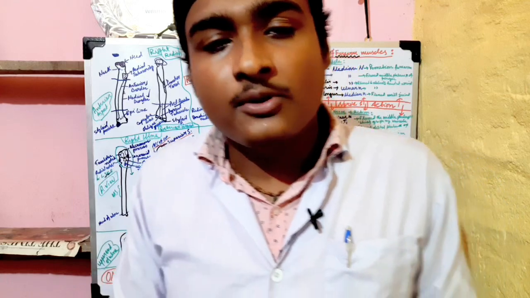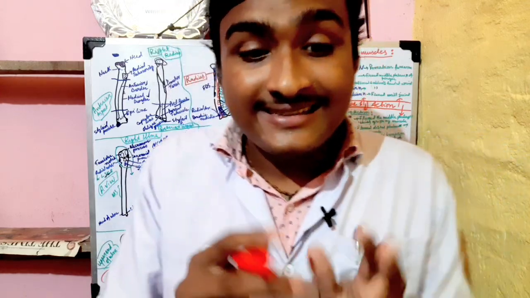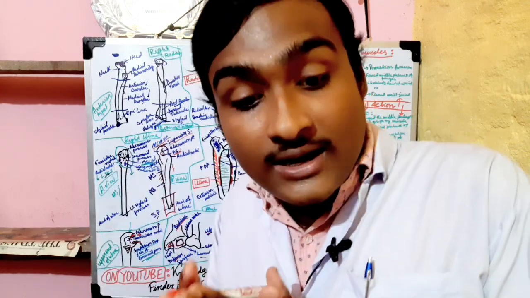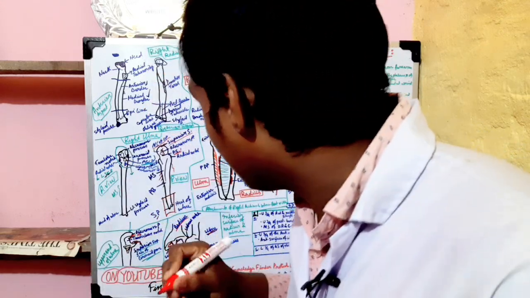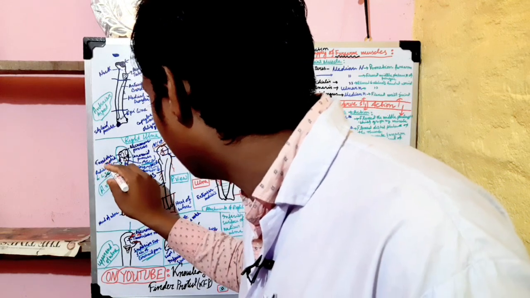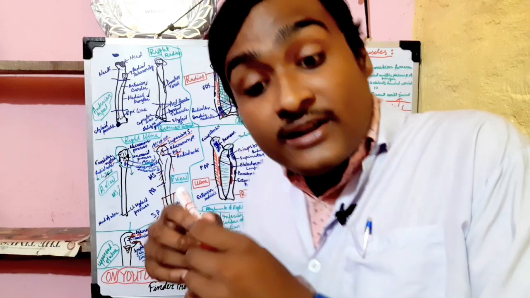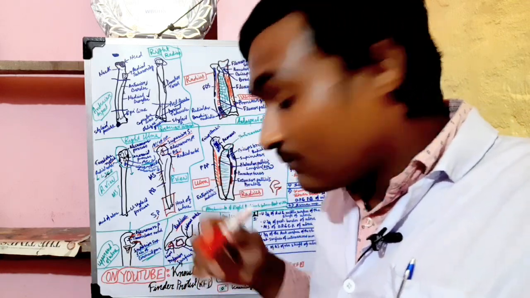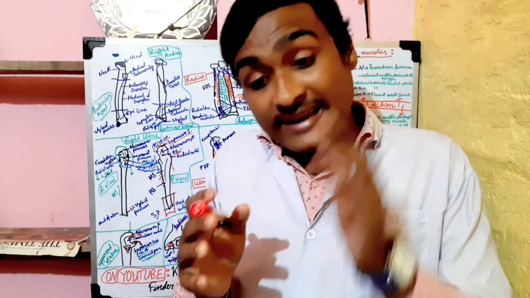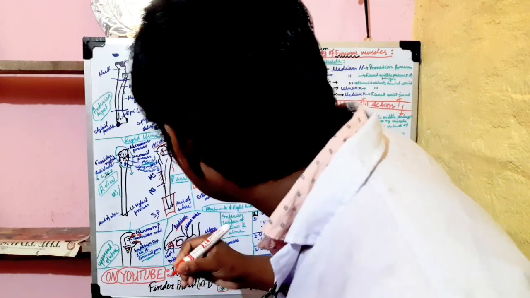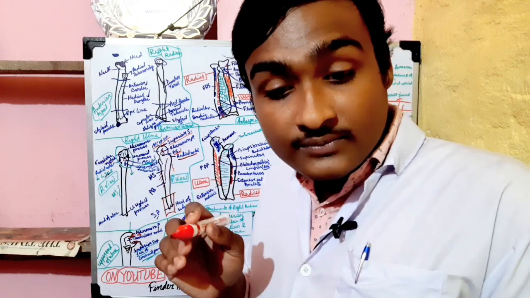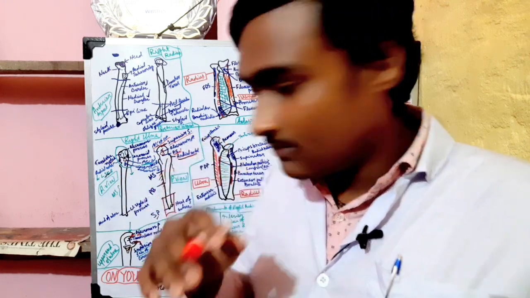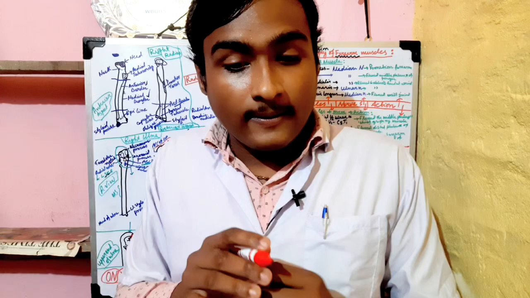We can say this has two processes and two notches. This is the radial notch and this is the trochlear notch. The trochlear notch articulates with the trochlea of the humerus. The radial notch articulates with the head of the radius and forms the superior radio-ulnar joint.